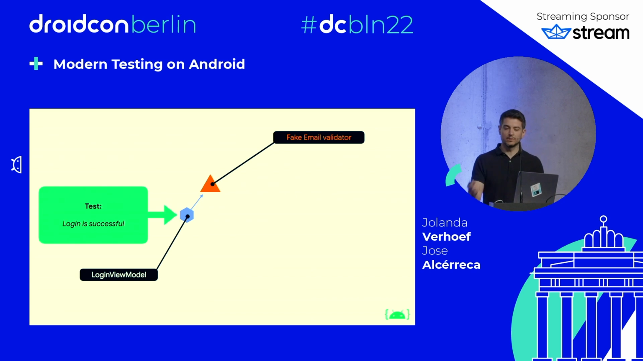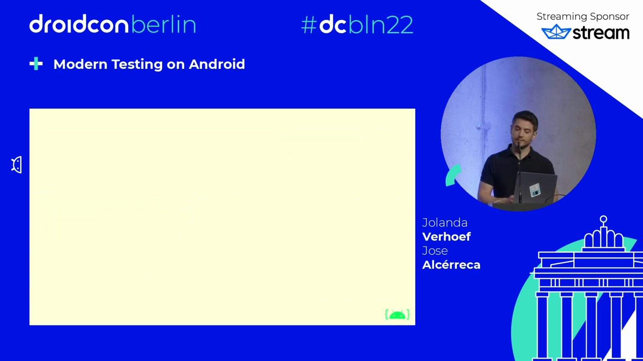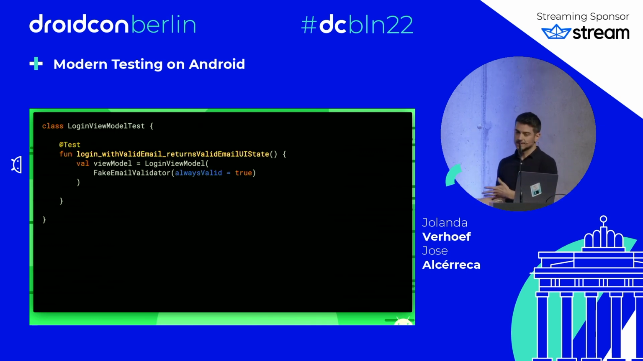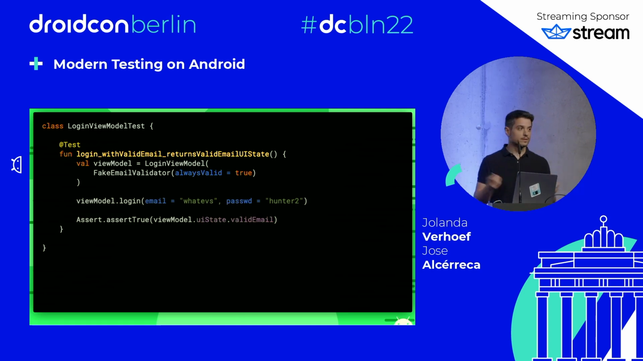So when testing our login view model, we can pass a fake email validator. And when creating this fake, you can design it so that you pass a Boolean, making it always return true or false. Then in your test, you pass that fake validator to your view model. And then test the behavior that you're interested in. In this case, we make sure that when the email is valid, the UI state exposes no errors.